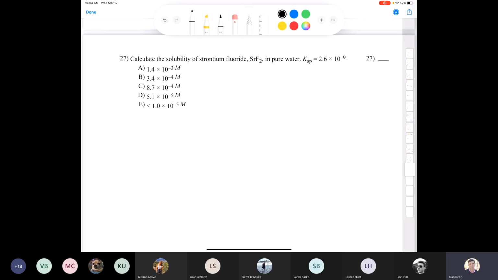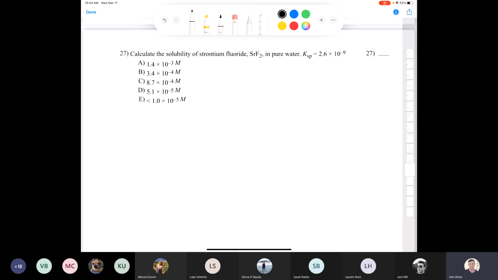Next one's a Ksp problem. We solved problems like this Avogadro's number of times when we looked at chapter 15. It says calculate the solubility, which is the same thing as the molar solubility. Solubility of strontium fluoride in pure water, and they give us a Ksp. All you have to do is know how to set up an ICE table and use a Ksp.